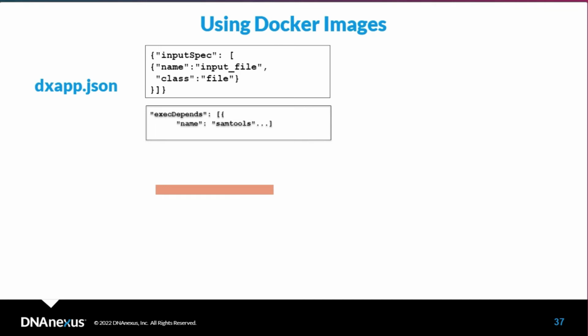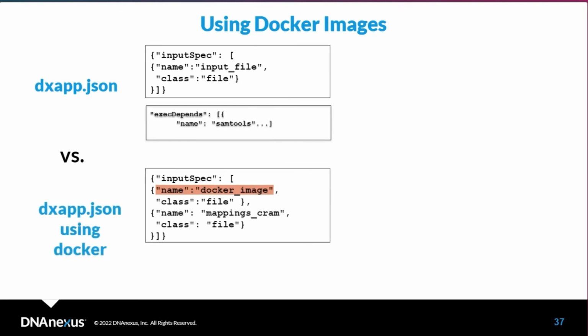So previously, we explained how a typical applet looks. In this case, it's dxapp.json, and we are specifying in the input spec just an input file. And then we are using execDepends to manage our dependencies. But right now, we would like to edit this code and introduce some changes.